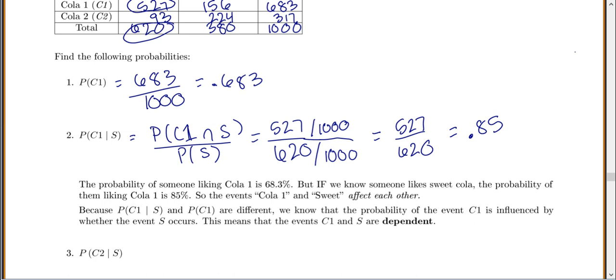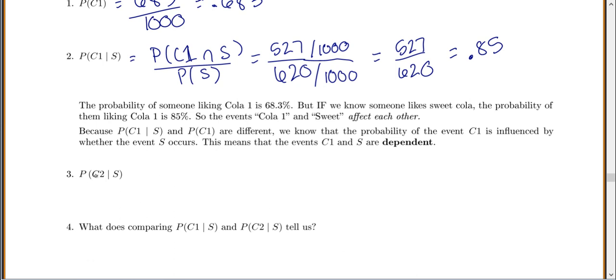Okay, so because the probability of cola 1 given sweet and the probability of cola 1 are different, we know that the probability of the event cola 1 is influenced by whether the event S occurs. Or we know that whether or not they like cola 1 is influenced by whether or not they like their cola sweet. So that means that our two events are dependent. They affect each other.